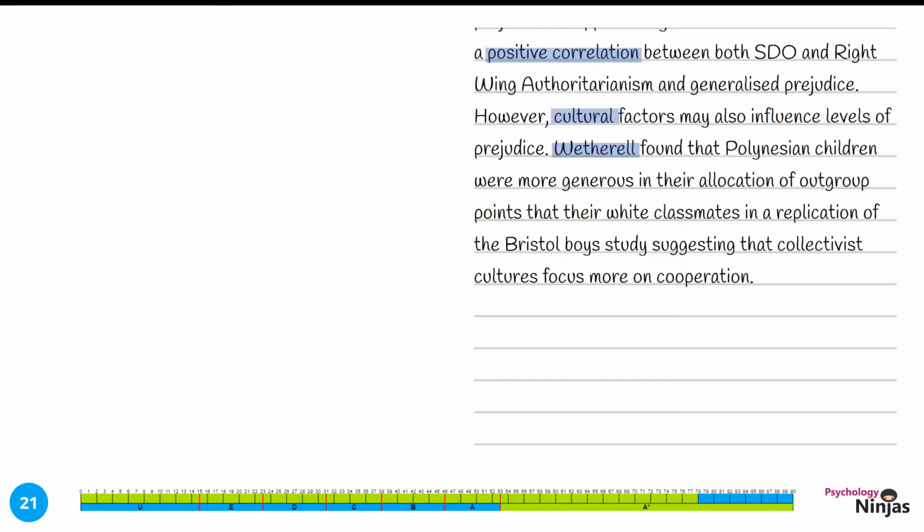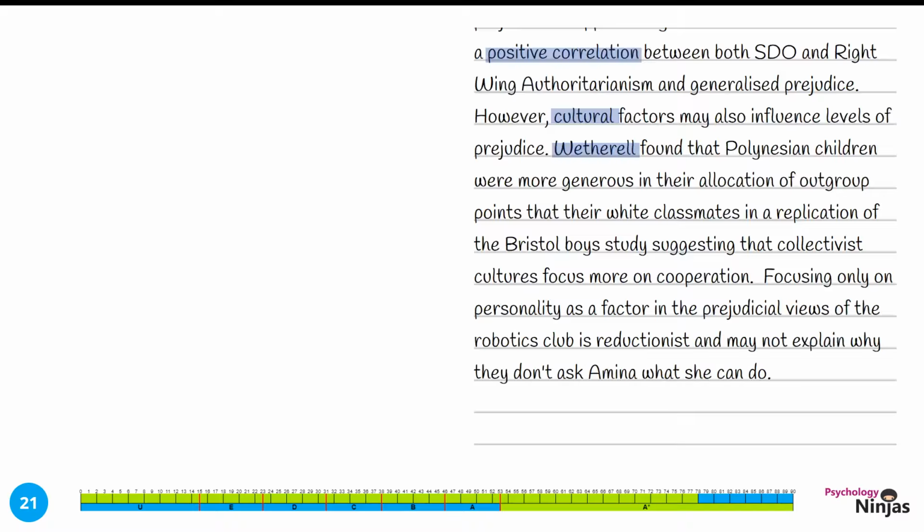It's time to give a judgment once again. Focusing only on personality as a factor in the prejudicial views of the Robotics Club is reductionist and may not explain why they don't ask Amina what she can do. We've used terminology here to show our wider psychological knowledge, focusing on the fact that these are reductionist ideas. And then we've linked this into the stem to explain what's going on and the information we've been given.